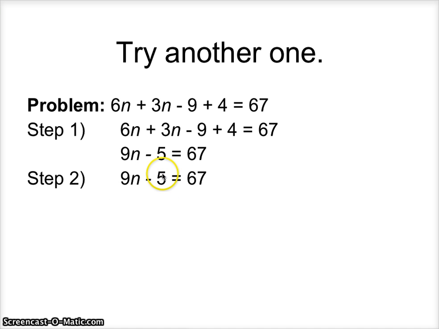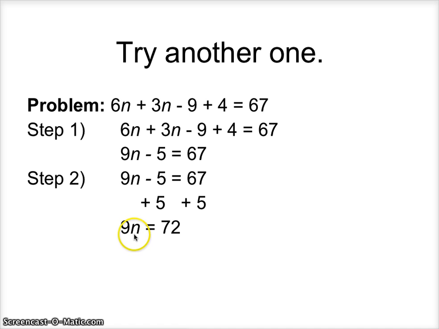Well, the only way to get rid of the negative 5 is to, again, add some numbers. And we're going to add 5 to make it equal to 0. We want it to go away. 67 plus 5, well, that's 72. Remember, whatever we do on the left, we also do on the right. So now I'm left with 9n equals 72.